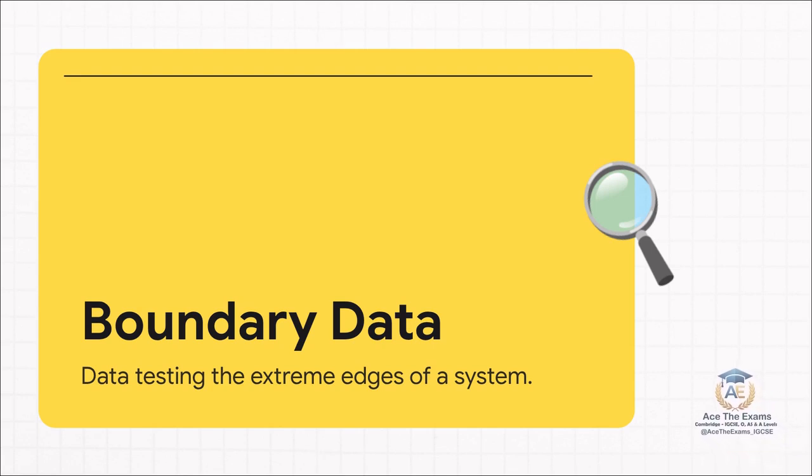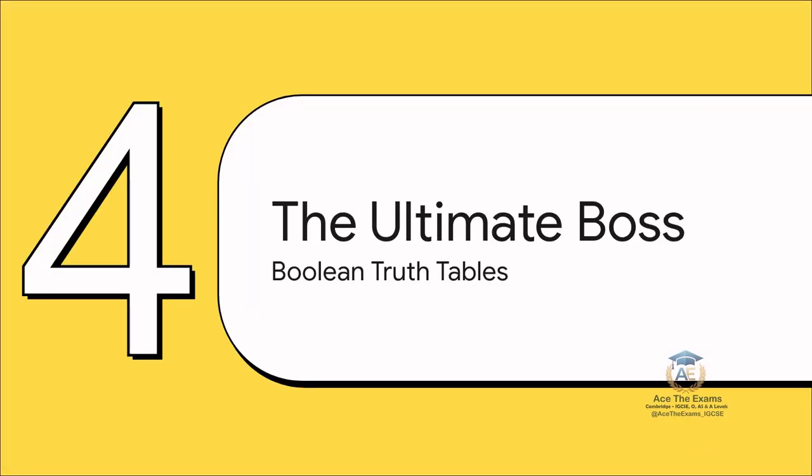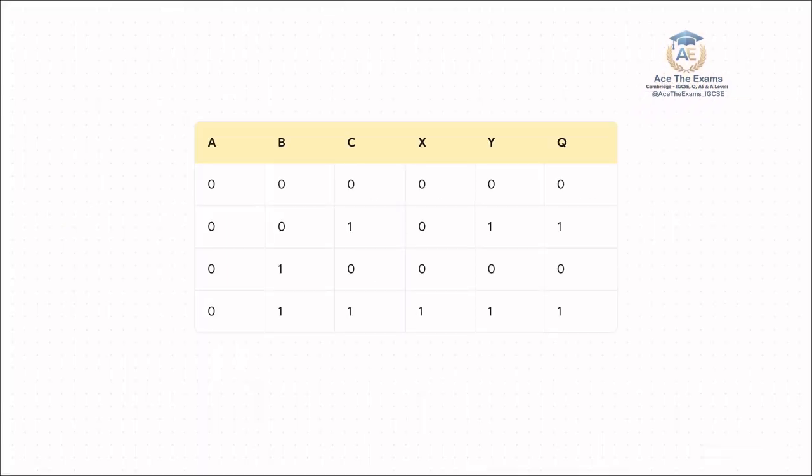If you just shrug and write "test data checks if it works," you get 0. You absolutely must use the specific terms. Which brings us to Section 4, the ultimate boss. We are talking about Boolean logic and truth tables. Let's look at a classic scenario from page 70 of the workbook.